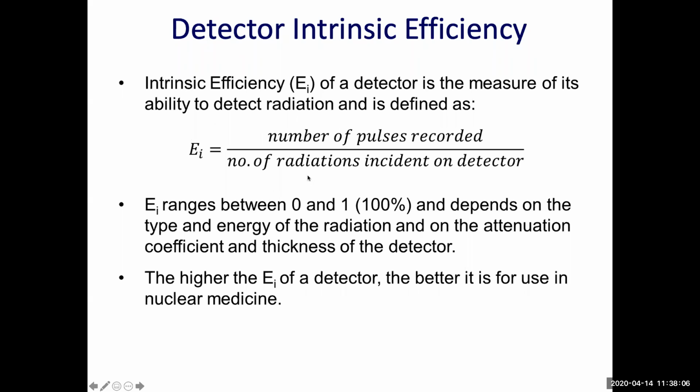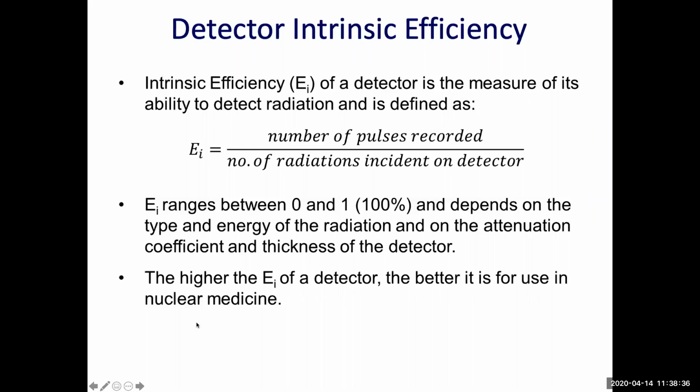The efficiency ranges from 0 to 100% and depends on the type and energy of the radiation, whether it is alpha, beta or gamma, and what is the energy of the incident photon, and on the attenuation coefficient and the thickness of the detector receiving these photons. The higher the energy, the higher the efficiency of the detector, the better it is for use in nuclear medicine, because we need more counts to detect.